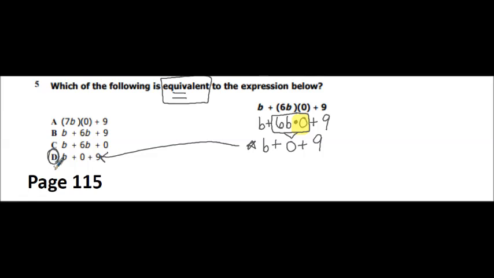And right now I see that D is shown in my answer. What I would notice next if I needed to keep going is that I could add 0 as well. And anything plus 0 is equal to that same number. So b plus 9 would be the simplest form for that expression. But answer choice D is still an equivalent expression.